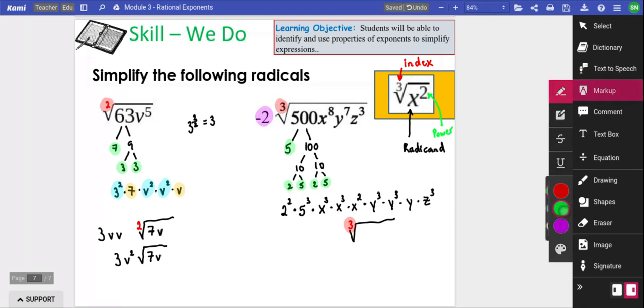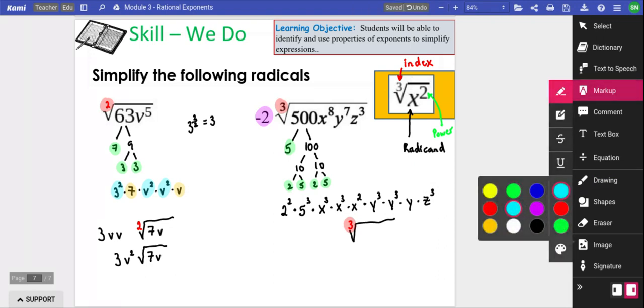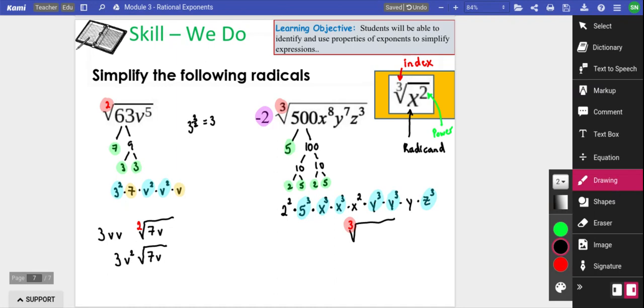Now let's determine what goes inside and what goes outside. Anything with an exponent equal to the index, in this case an exponent of 3, goes outside. That one, that one, that one, that one, that one, and that one go outside. So let's write 5, x, x, y, y, z. Anything not highlighted goes inside: 2 squared. When you put it inside, you keep the exponent. Bring down the negative 2 and multiply everything. Negative 2 times 5 is negative 10. The x's become x squared, y squared, z.